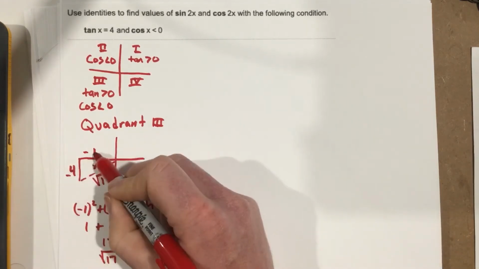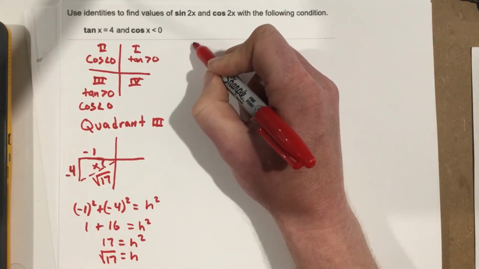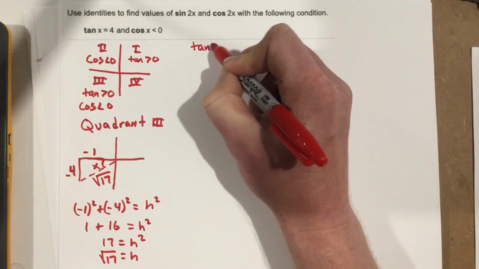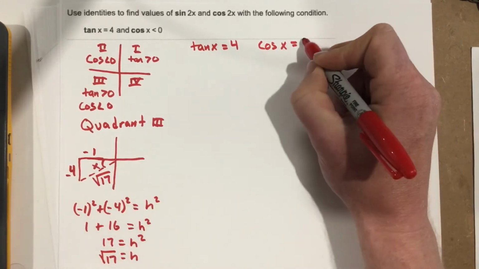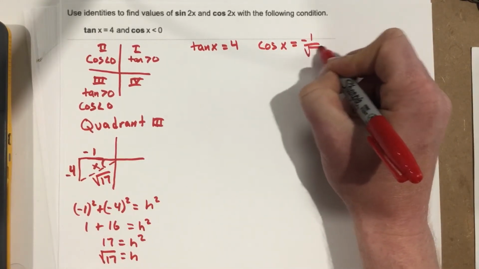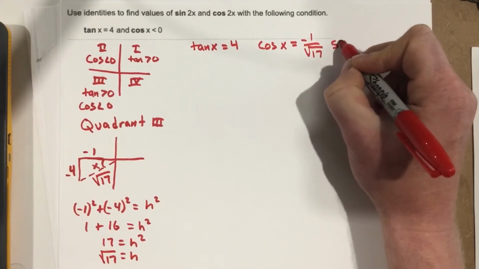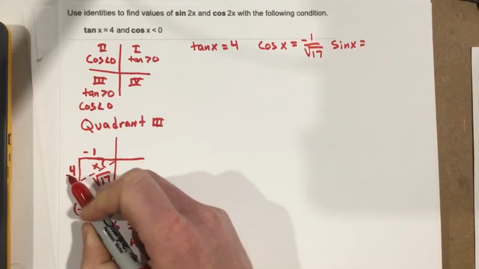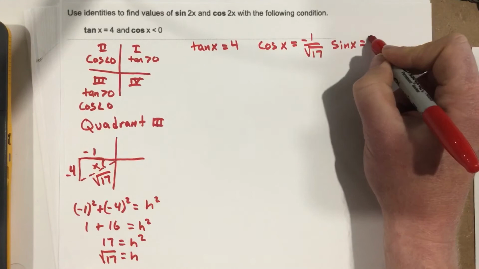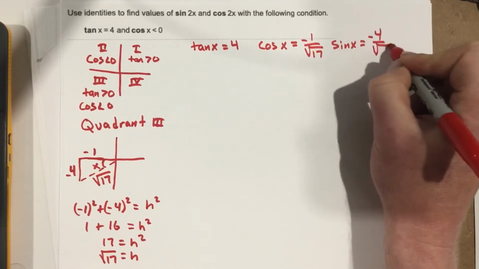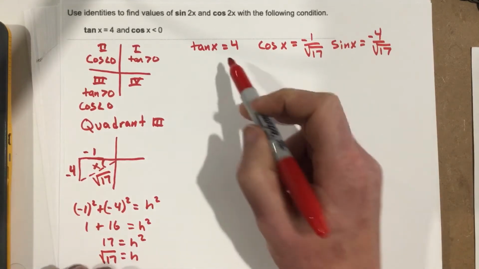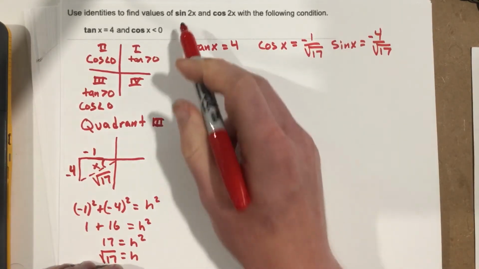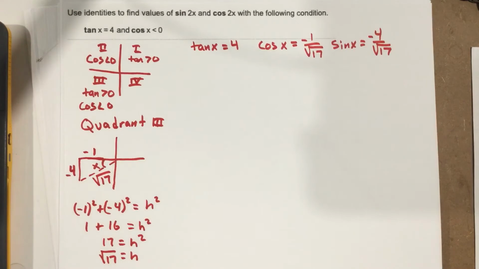So if tangent is 4, we now know cosine, so we'll write that tangent x is 4. We know cosine x is negative 1 over root 17. And sine x is negative 4 over root 17. Okay. So now we know the three functions we need. We can start to use our double angle formulas.